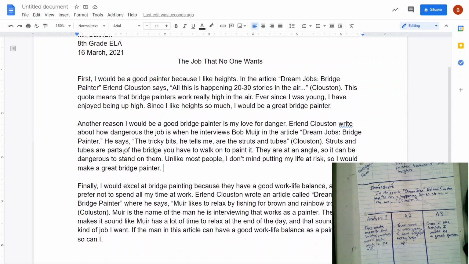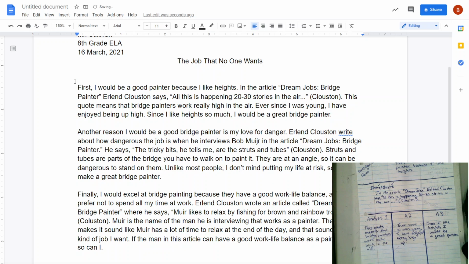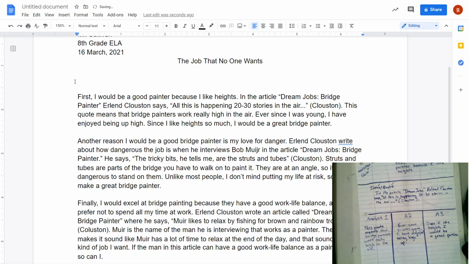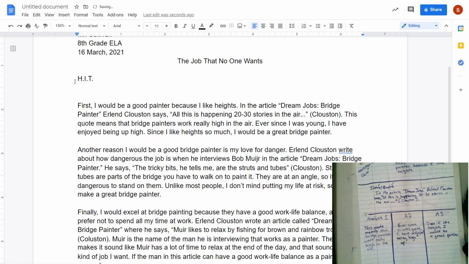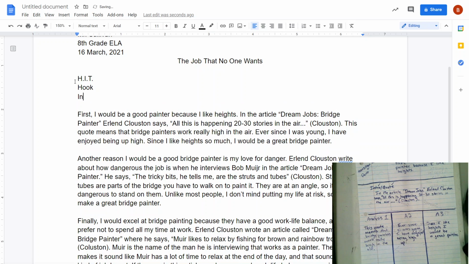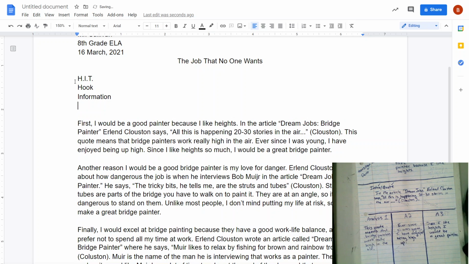All right, now it's time for us to write our introduction paragraph and our conclusion paragraph. Now, the introduction paragraph goes at the beginning of the paragraph. So I'm going to put a little space at the top and begin writing it up here. Now, to write an introduction paragraph, we're going to follow a model called HIT. Okay, HIT stands for, and I'm just writing this to show it to you, hook, information, thesis.